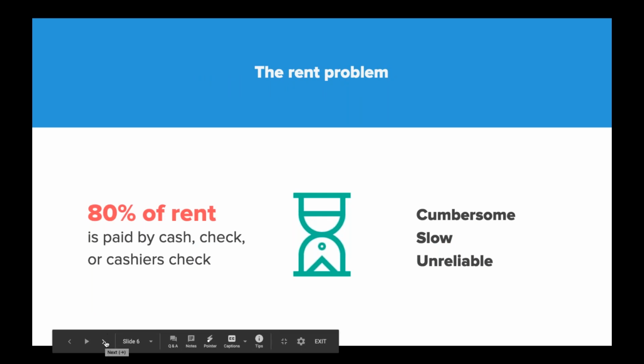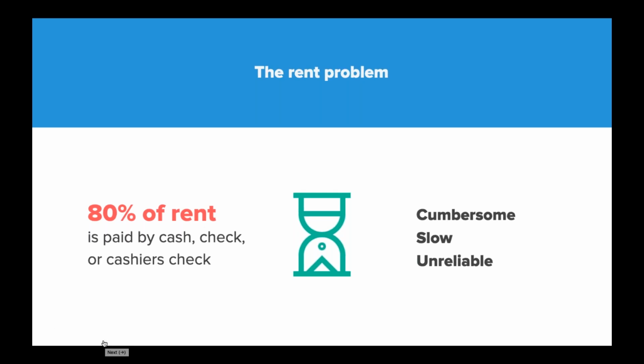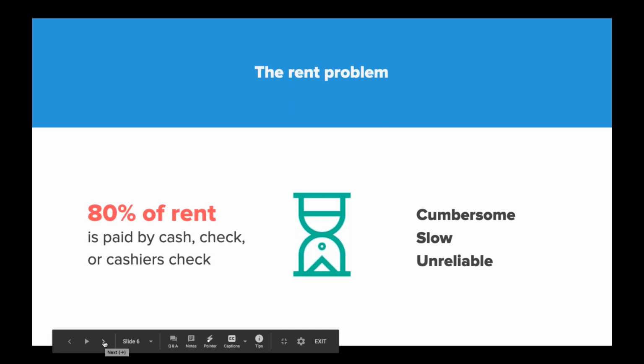So when we look at this from a problem statement perspective, what problems can the ZSuite products help landlords and property managers solve? Well, the first one is rent. It's super cumbersome, slow, and unreliable in the ways that most folks are collecting rent. And when I say most folks, this is very much tied towards the mom and pop type landlords and property managers. Did you know that 80% of rent is still paid by cash, check, or cashier's check?